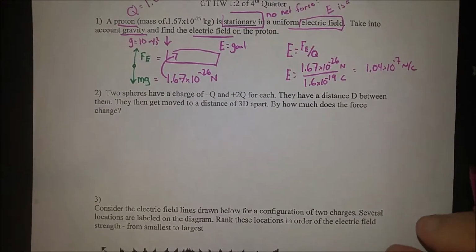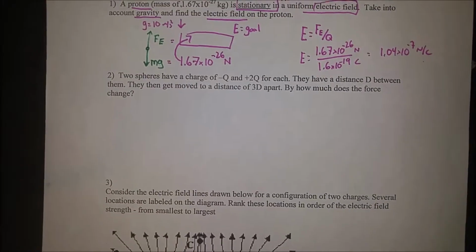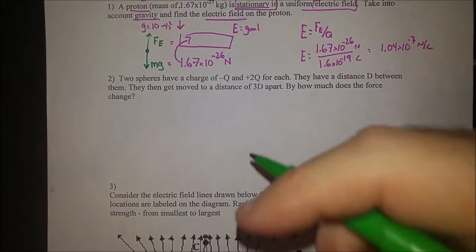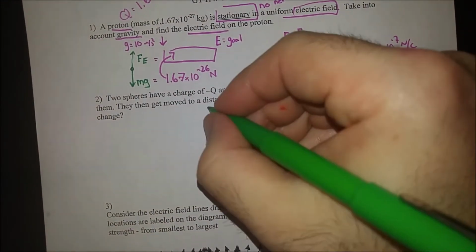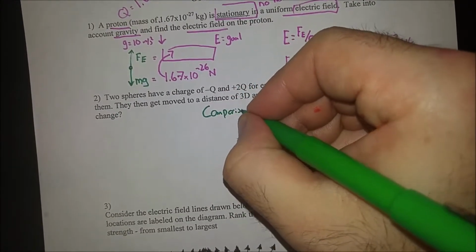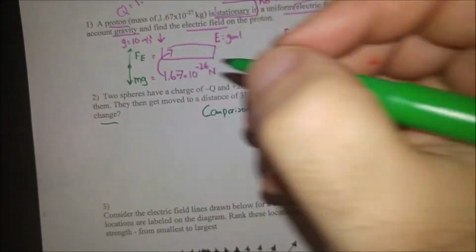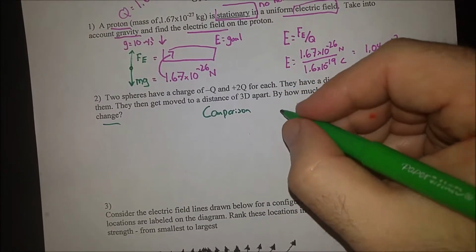Okay, next up, we have two spheres with a charge of negative q, positive 2q. They have a distance. The distance changes. What happens to the force? Notice you don't see the word field here, so we can't use the force over charge equation. And this is comparison. All we're given is charges and distance.